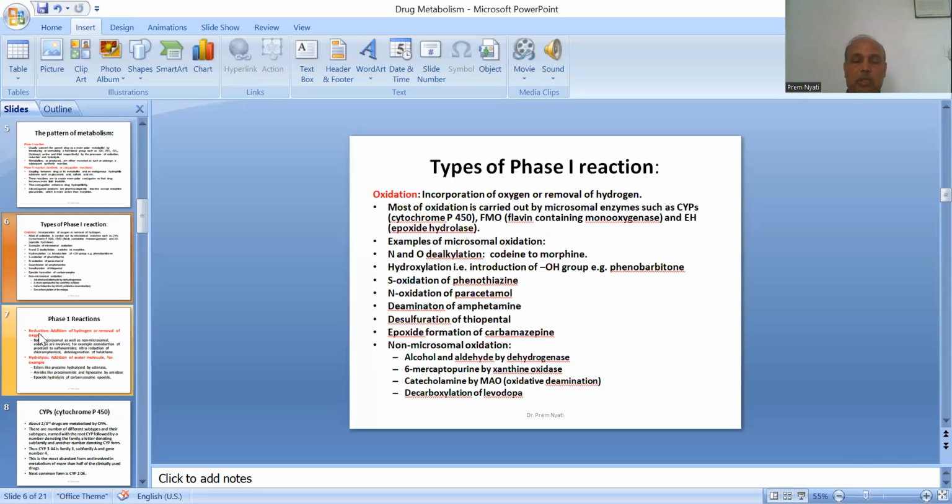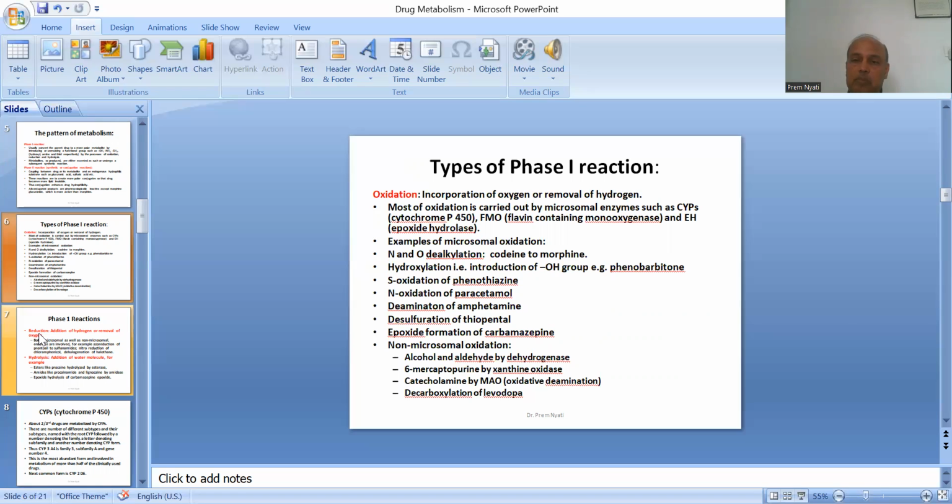Examples of microsomal oxidation are N and O dealkylation that converts codeine to morphine, hydroxylation, that is introduction of a hydroxyl group, for example, phenobarbital, S oxidation of phenothiazine, N oxidation of paracetamol, deamination of amphetamine, desulfuration of thiopental, epoxide formation of carbamazepine.